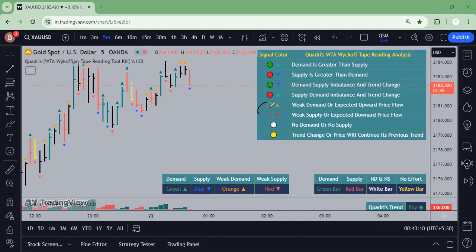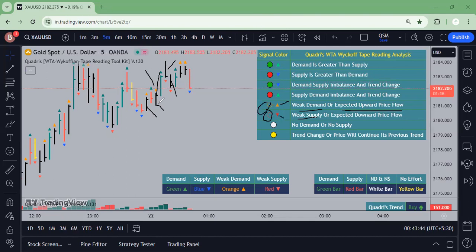After that, if there is a hollow candle with a red or orange triangle, that means this is weak demand or weak supply. So either the supply or demand is weak, or the second interpretation is that we are expecting price flow towards the upward side. If there is weak demand, and that is not the case, then price would go upwards.